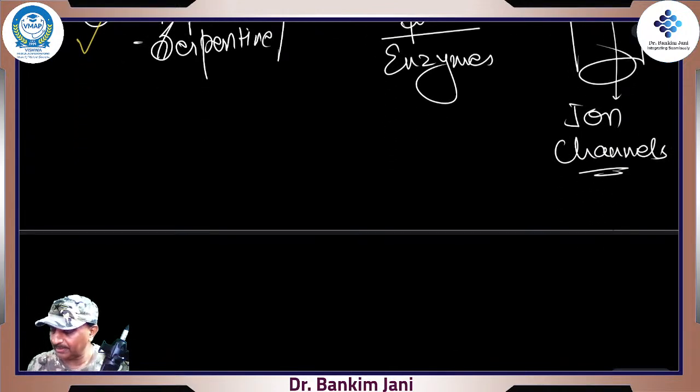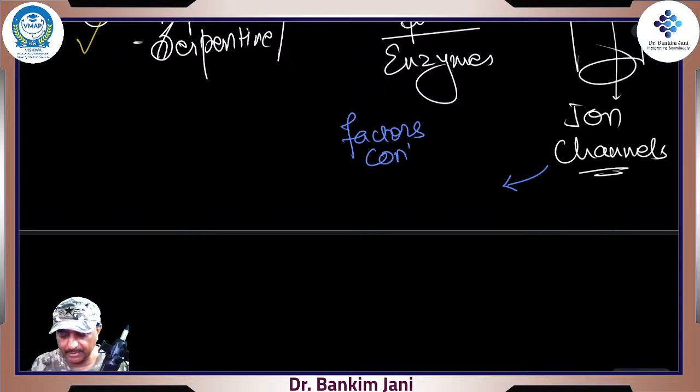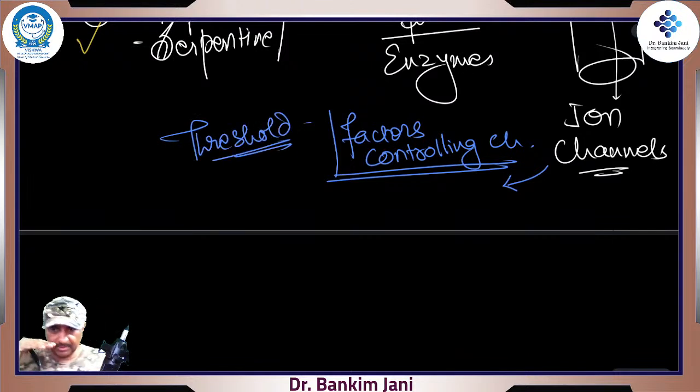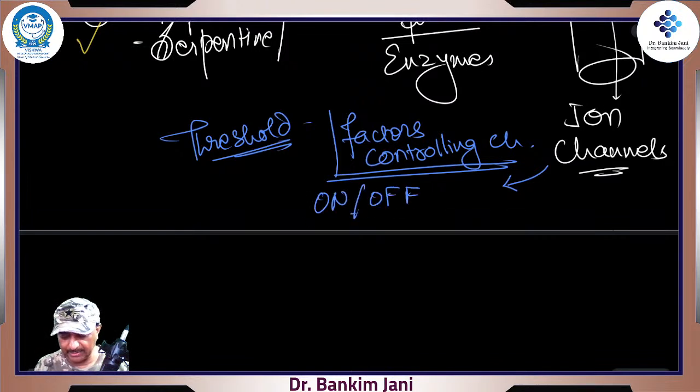One point which I would like to emphasize at this point is that these ion channels are all controlled. There are various factors controlling channels, and all these factors have a threshold. Threshold means limit. Till that point nothing happens. The moment that point is achieved, immediately the channel opens. A channel is not partially open. These channels are like on off buttons.